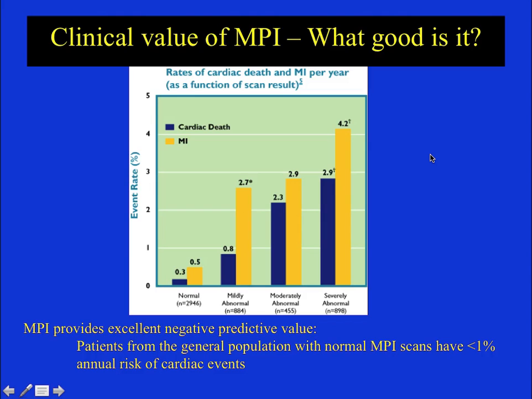Now we come to the last portion of today's lecture, that is the clinical value of myocardial perfusion imaging. MPI has an excellent negative predictive value. That means, let's suppose a patient undergoes an MPI scan, and the scan turns out to be normal. Then the risk of the patient having a cardiac event in the form of MI, myocardial infarction, or cardiac death is less than 1% annually.